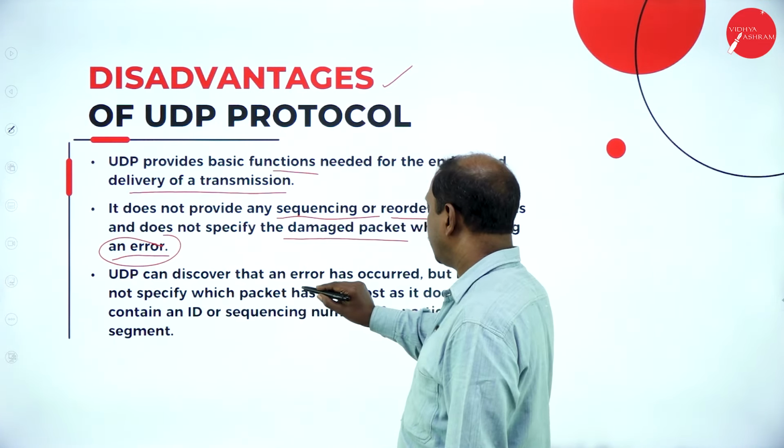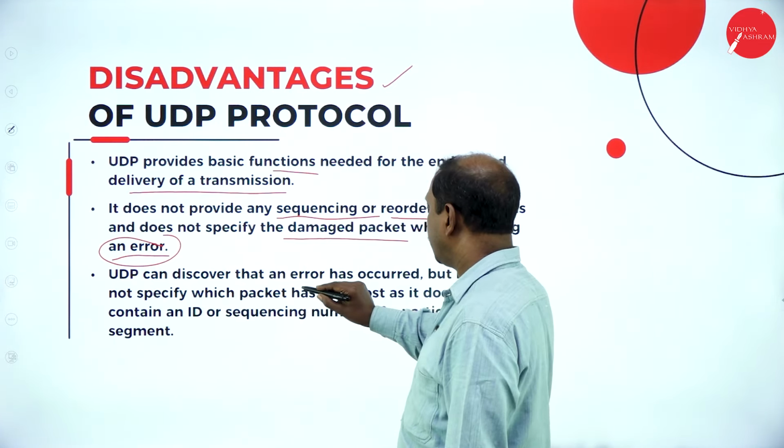As there is no question of sequencing here, obviously it is not possible to find out which packet has been damaged or which packet has been lost during the network, and those concepts are missing in the UDP protocol. So this is another drawback of the UDP protocol in the transport layer.